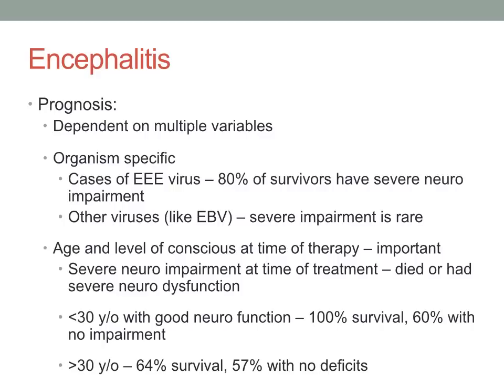If you're less than 30 years old with good neurofunction, 100% survival rate, 60% with no impairment. That's not bad. But if you're older than 30, like yours truly, 64% survive, so that drops pretty significantly, and 57% are left with no neurodeficits. So it's not bad statistics, but once again, it's going to be identification and getting them the appropriate treatment.